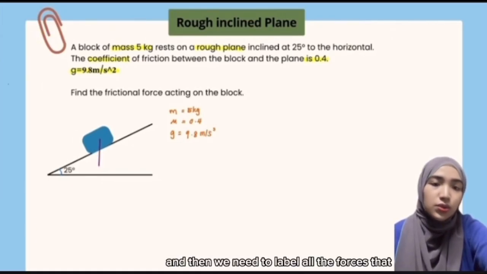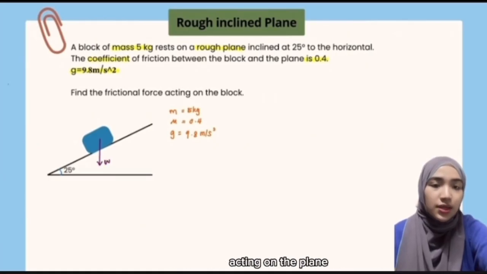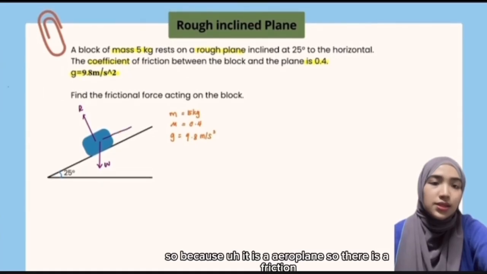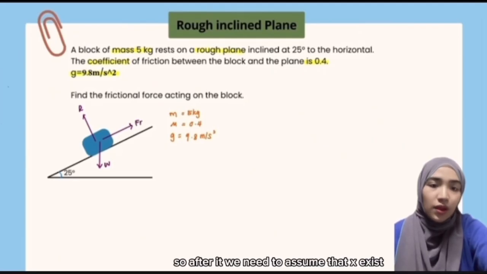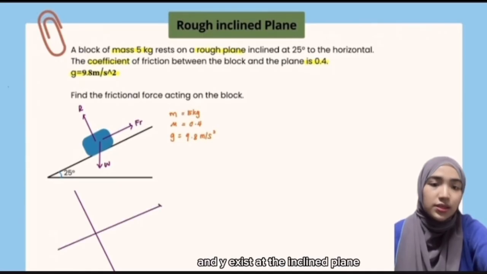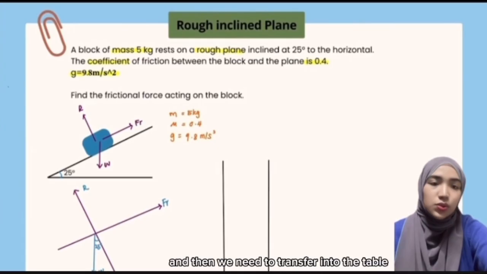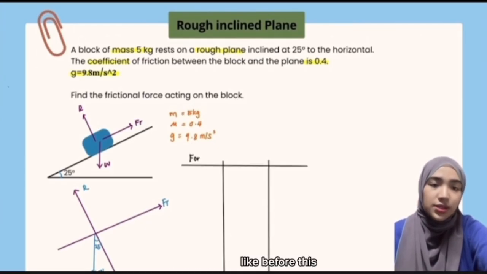Then we label all the forces acting on the plane. Because it is a rough plane, there is friction. After that, we assume the x-axis and y-axis along the inclined plane and label all the forces, which are the normal and the friction. Then we transfer them into a table like before, with the forces, x-axis, and y-axis.